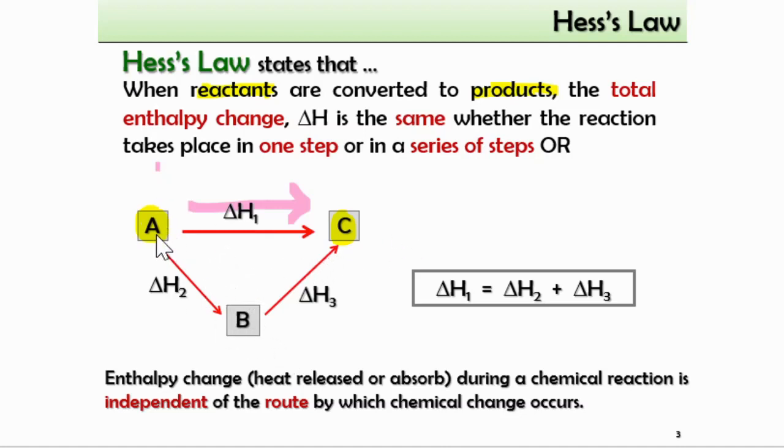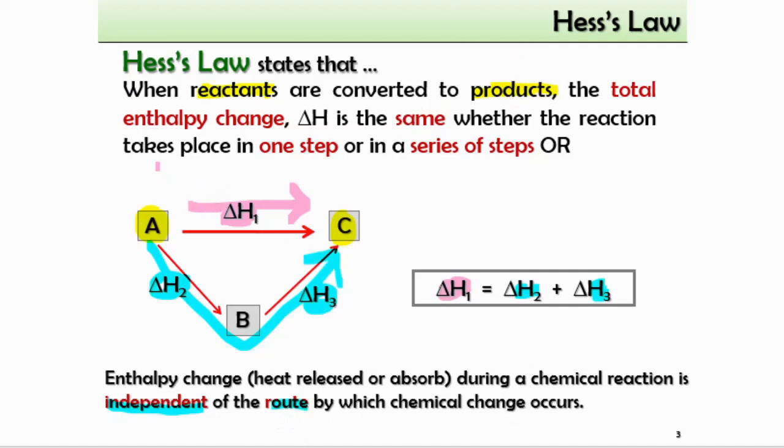It means for A to convert to product C, A to B to C, the sum is equal to delta H1. So here delta H1, the first one, is equal to the sum of delta H2 and delta H3. Okay, so that is what Hess's law means. The enthalpy change, or the heat released or absorbed during a chemical reaction, is independent of the route taken by the chemical changes.